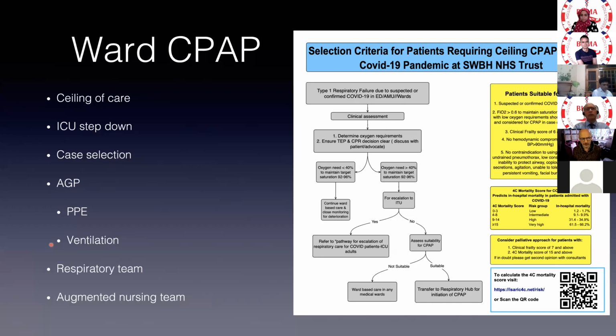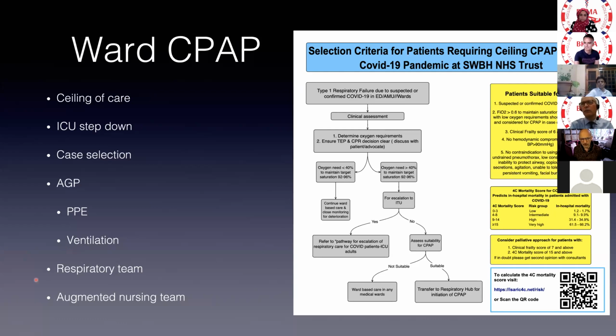The things you have to be aware of, as I'm sure you guys know, your case selection is important. And again, if you look over on this side here, we used the 4C mortality score quite heavily in discussions with patients about escalation. It is an aerosol generating procedure, so your staff have to be in full PPE. And the other thing that we found was an issue was environmental ventilation. Whilst our intensive cares are well ventilated, our ward where these therapies were being undertaken was not, and that caused a problem.